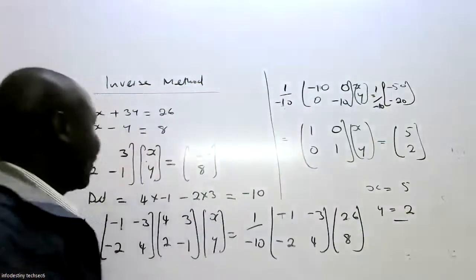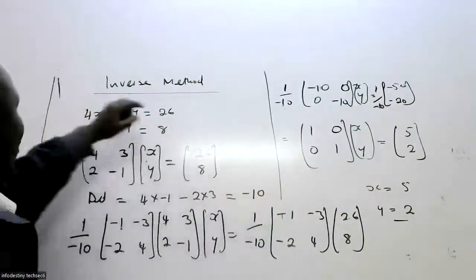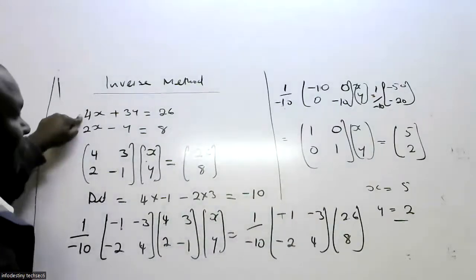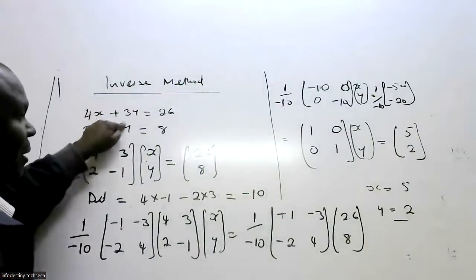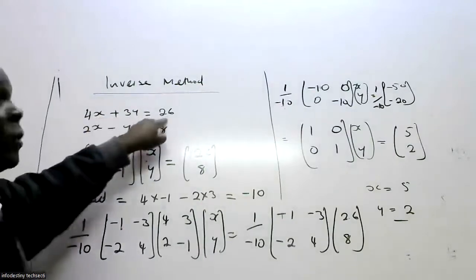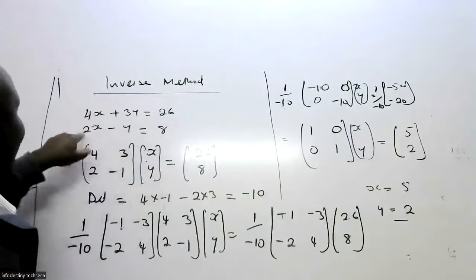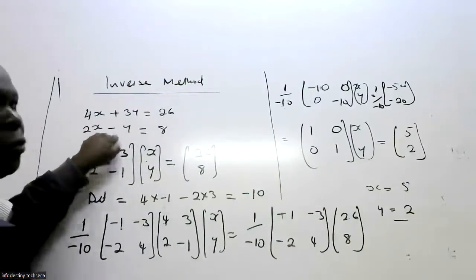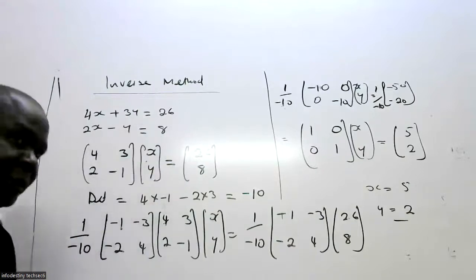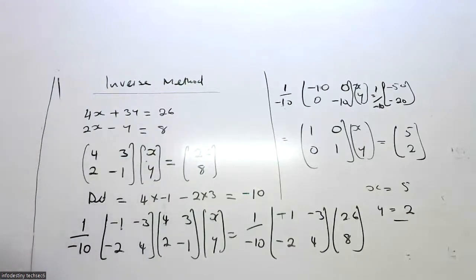Now we can find out if the answer is correct. When you take 4 times 5 is 20, plus 3 times 2, 6. That's 26. When you take this one, 2 times 5 is 10, minus 2. It's going to give us 8. Maybe write it fast.